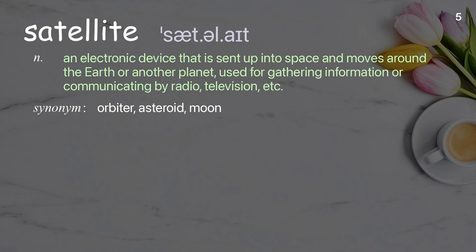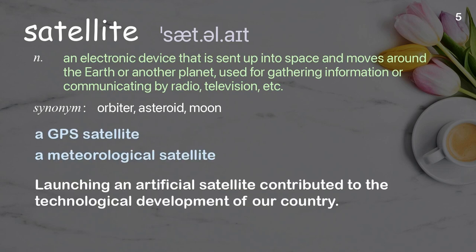Satellite. An electronic device that is sent up into space and moves around the Earth or another planet, used for gathering information or communicating by radio, television, etc. Examples. A GPS satellite. A meteorological satellite. Launching an artificial satellite contributed to the technological development of our country.